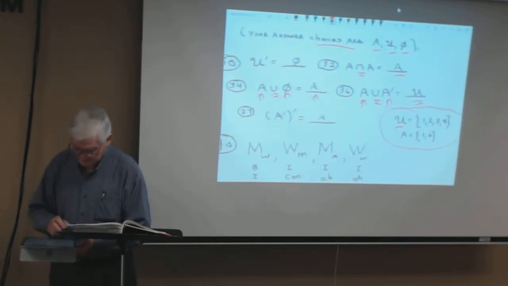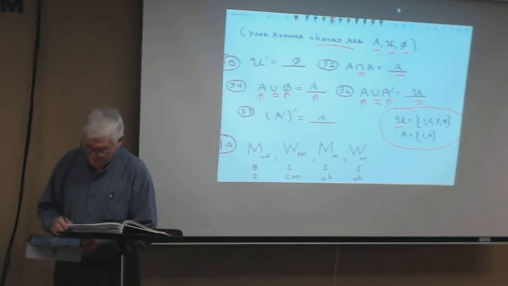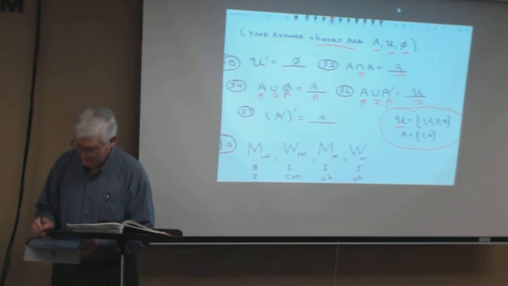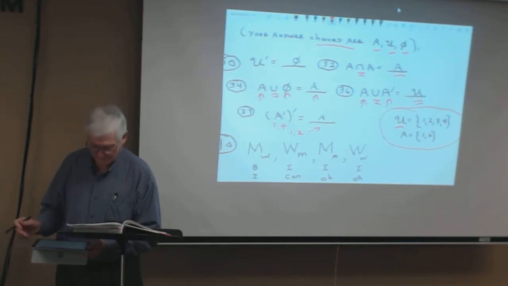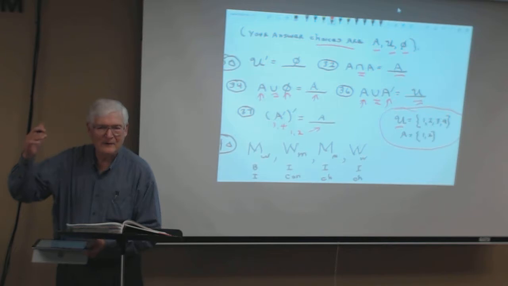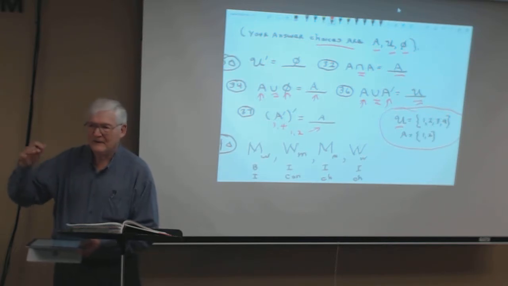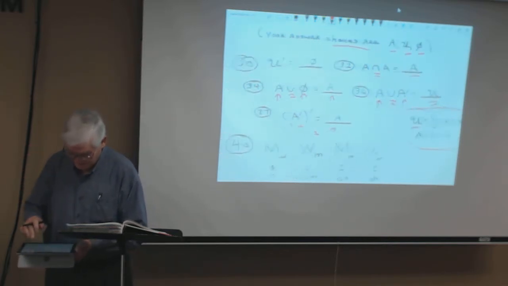Number 37, what's the complement of the complement of A? Well, the complement of A is 3 and 4, so the complement of that would be, what's the complement of 3 and 4? 1 and 2. What's 1 and 2? A. See how it helps to make a little problem up? When you're thinking abstractly about math, if you make up a little sample problem, it kind of helps you see what's going on.